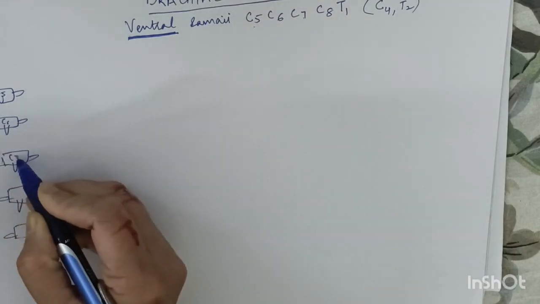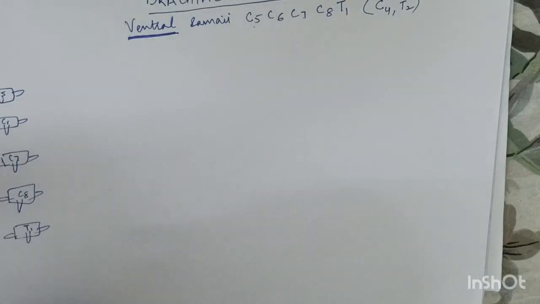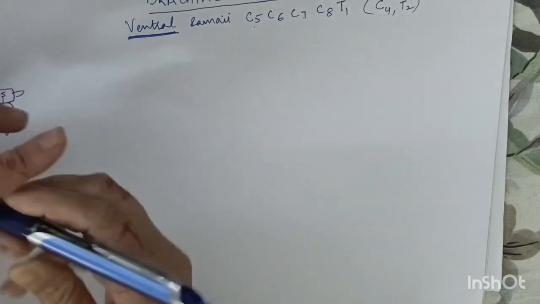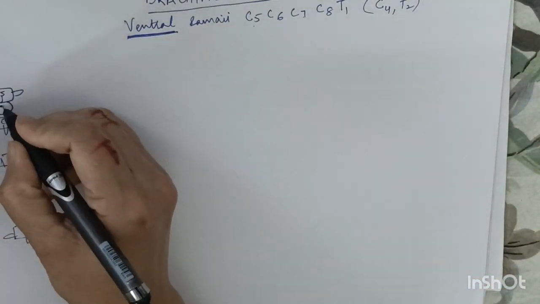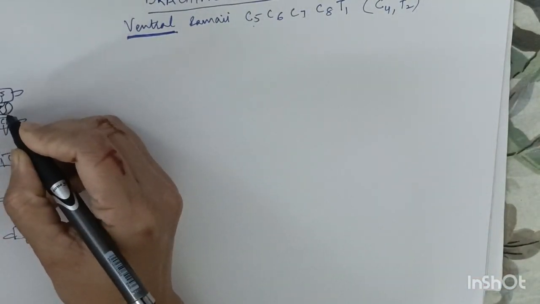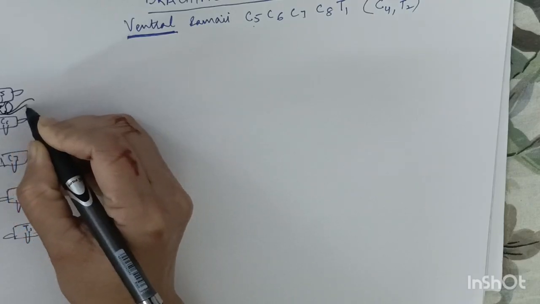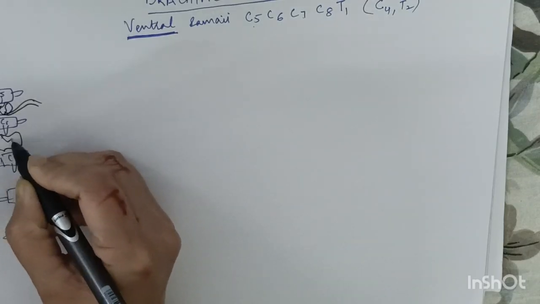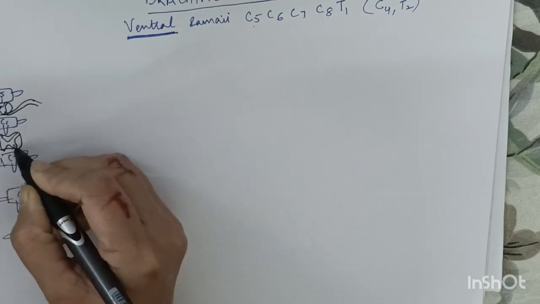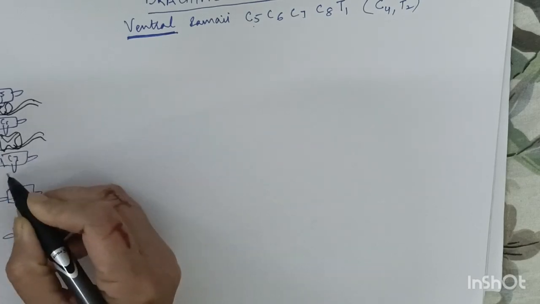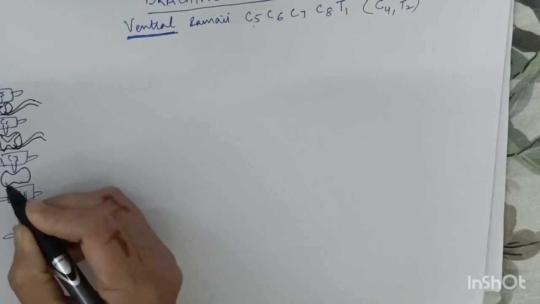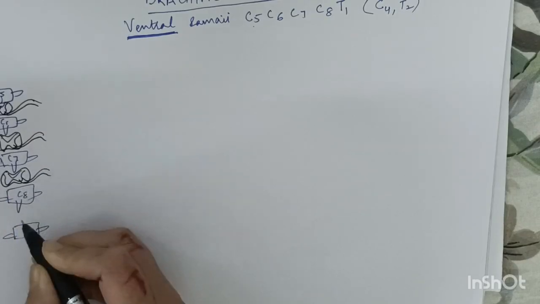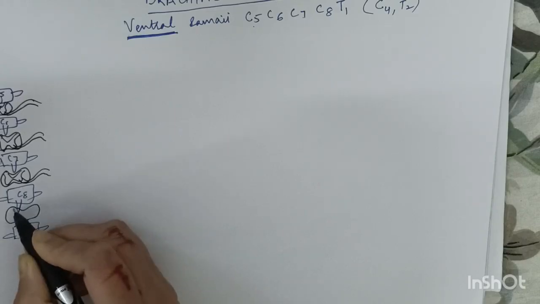C5, C6, C7, C8 and T1. This is the vertebra and this is how it is coming out. So this is the section. Let me show it with a different color. The nerve which is coming from the ventral rami. Remember, the nerve which is coming, this is a section I want to show, is coming from the ventral rami of the section of the cord.